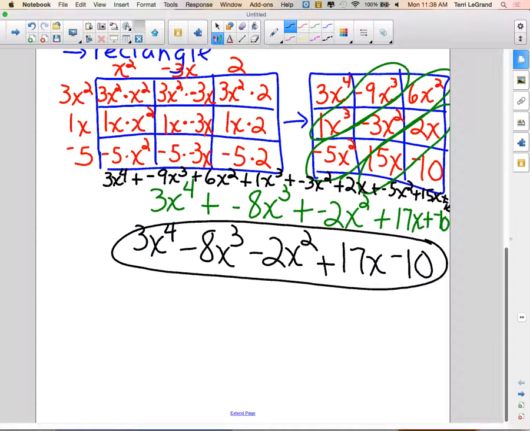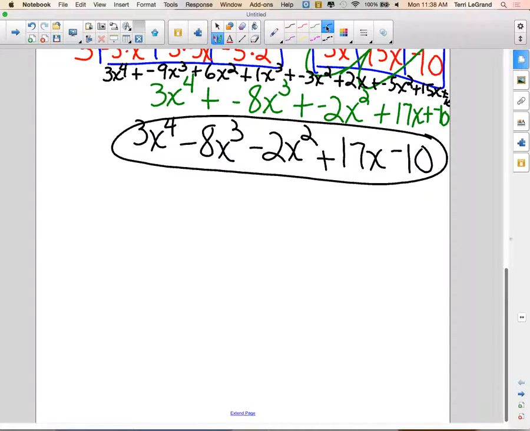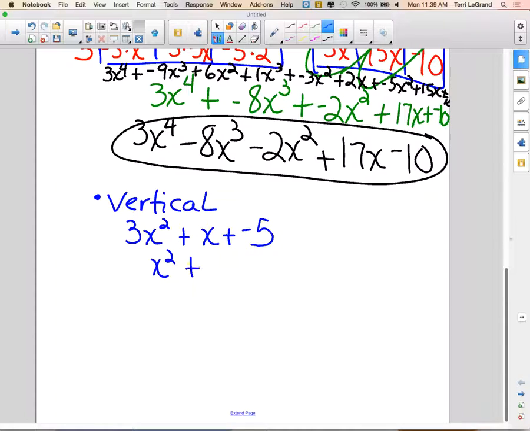Okay, let's do it vertical now, wherever you've got the room to do that. So let's use the vertical method now. We've already renamed it. We shouldn't have to rename it again. Doesn't matter which one's on top? No. Because they're both the same length, aren't they? They both have 3 terms. So 3x squared plus x plus -5. And our other one is x squared plus -3x plus 2.